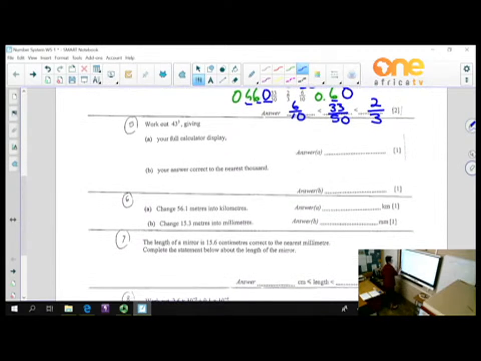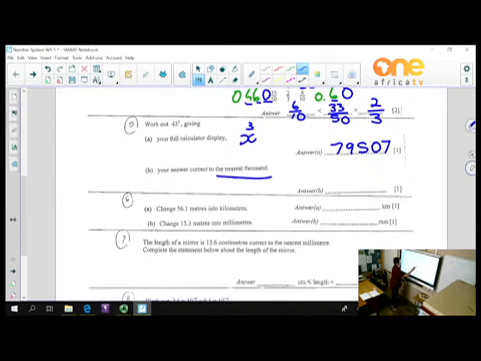Question 5. Work out. So all that I do there is on my calculator, 43 to the power of, look, you will see there is a button, x to the power of 3. Use that one, is equal to, and they say write the full calculator display. So I got 79507, all the numbers, the full display.